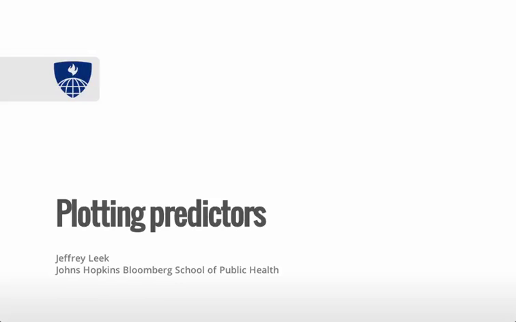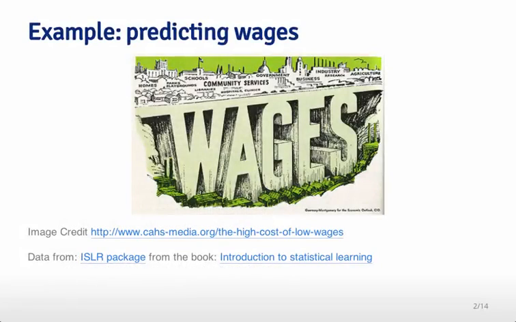One of the most important components of building a machine learning algorithm or prediction model is understanding how the data actually look and how the data interact with each other. So the best way to do that is actually by plotting the data, and in particular plotting the predictors. So for this example, we're going to be using this wages data.